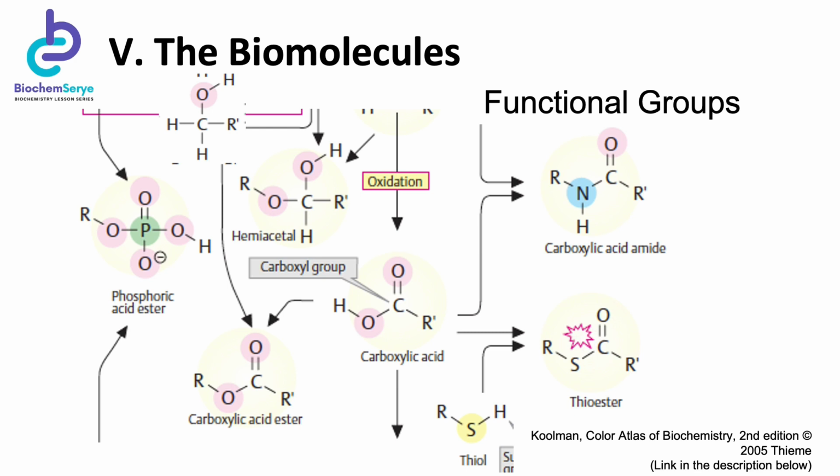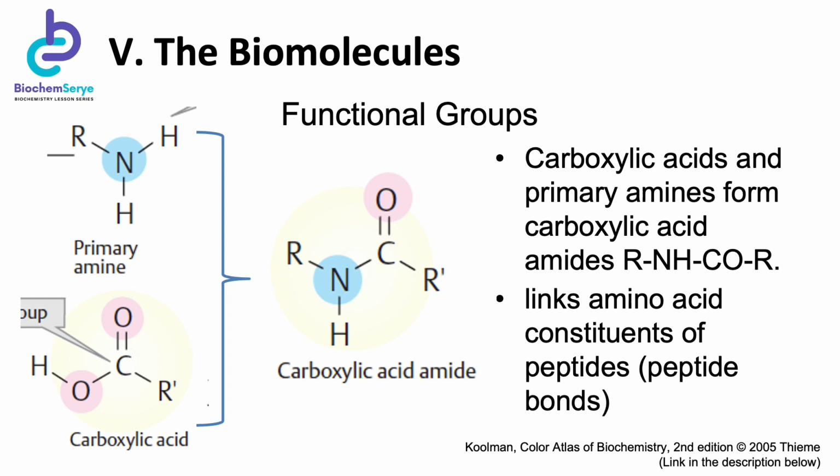Similarly, a carboxylic acid and a thiol yield a thioester, RSCOR. Thioesters play an extremely important role in carboxylic acid metabolism. The best known compound of this type is acetyl coenzyme A. Carboxylic acids and primary amines react to form carboxylic acid amides. The amino acid constituents of peptides and proteins are linked by carboxylic acid amide bonds, which are therefore also known as peptide bonds.